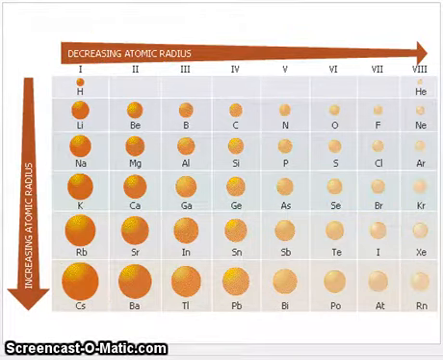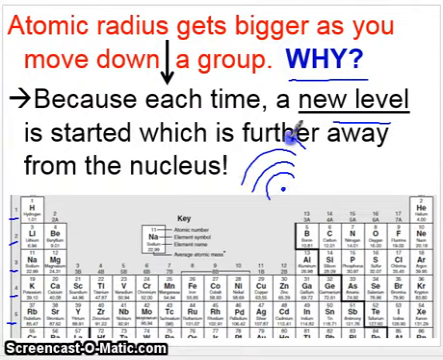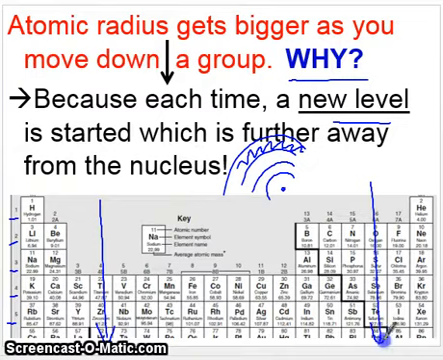So if you take a look, here are the explanations for this trend. This is actually very important to be able to understand, the explanations in addition to the trend. So here it says atomic radius gets bigger as you move down a group, and the reason for this is because each time you go down, a new level is started. So every time we go down, we're actually increasing energy levels or shells, and each shell is further away from the nucleus. Remember, if you think of the atom as comprising shells, each shell is further and further away, and this makes the atom bigger and bigger. So that's why every time you go down a group, no matter which group, the atoms get bigger, because the shell increases every time you go down.